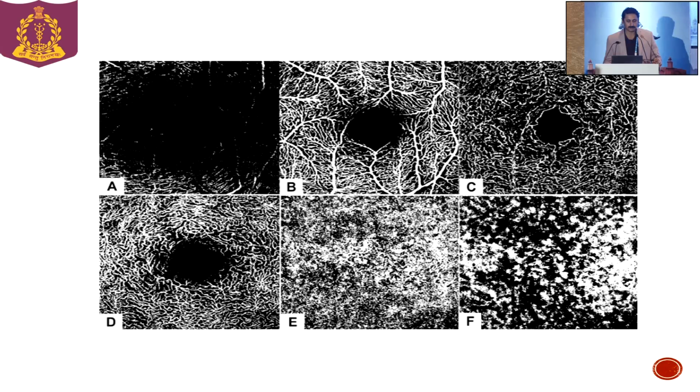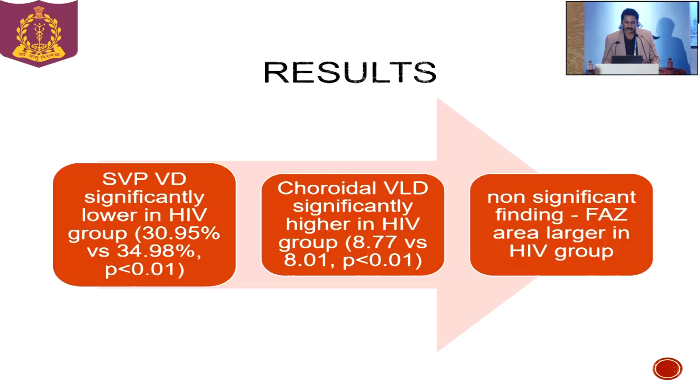And this picture shows the OCTA images. Picture A showing the nerve fiber layer, picture B showing the superficial vascular plexus, C showing the intermediate capillary plexus, D showing the deep capillary plexus, E is choriocapillaris, F is choroid.